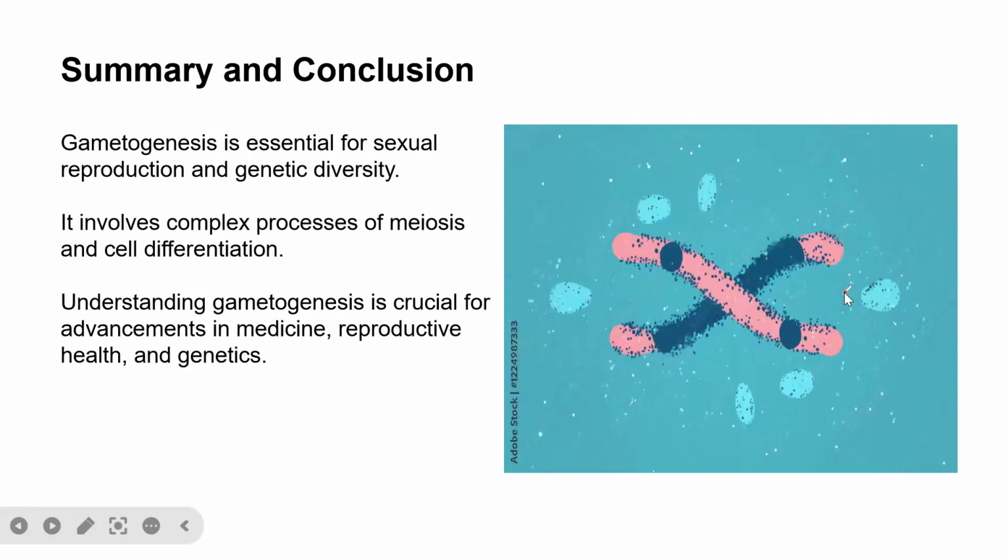So then, what are the summary and conclusion? Gametogenesis is essential for sexual reproduction and genetic diversity, and it involves complex processes of meiosis and cell differentiation. So understanding gametogenesis is crucial for advancement in medicine, reproductive health, and genetics.